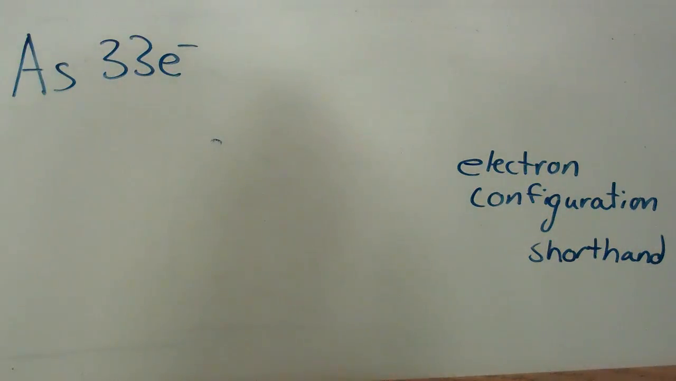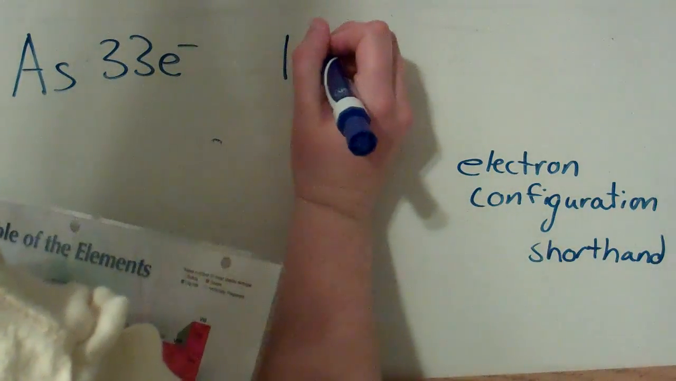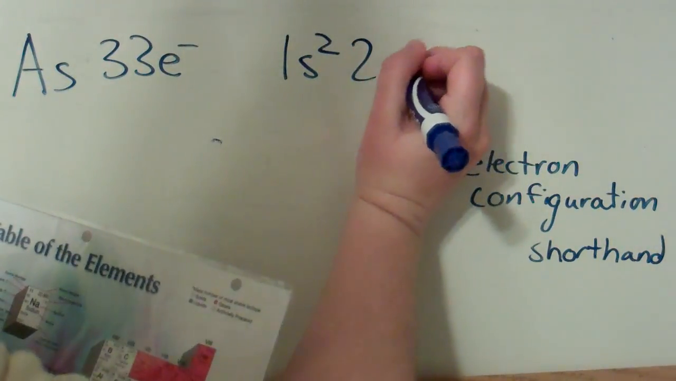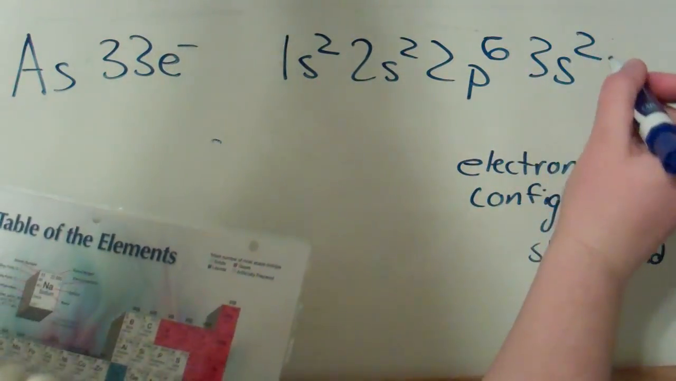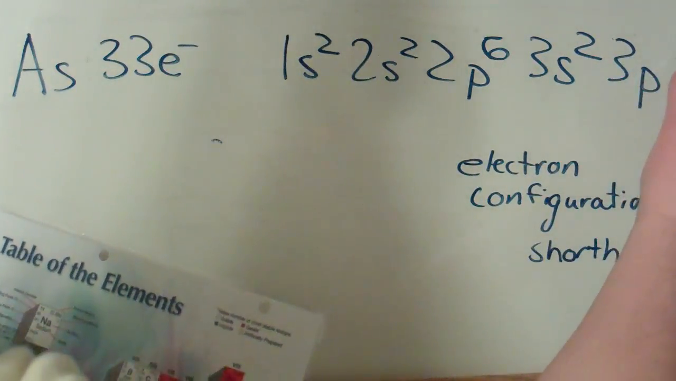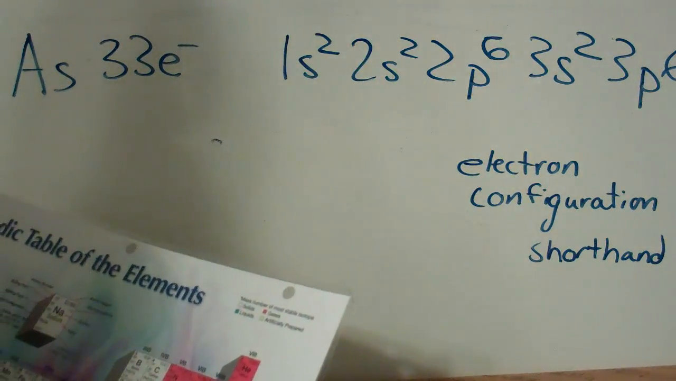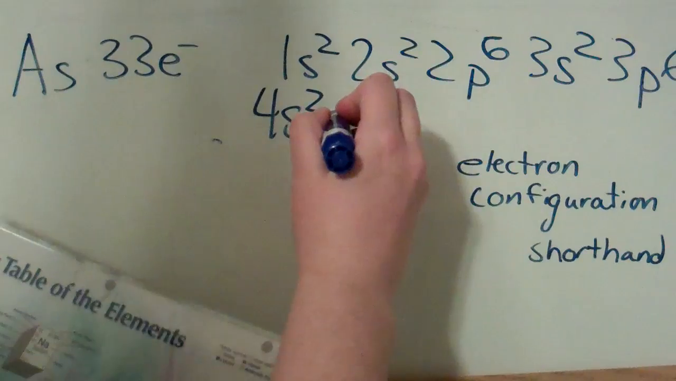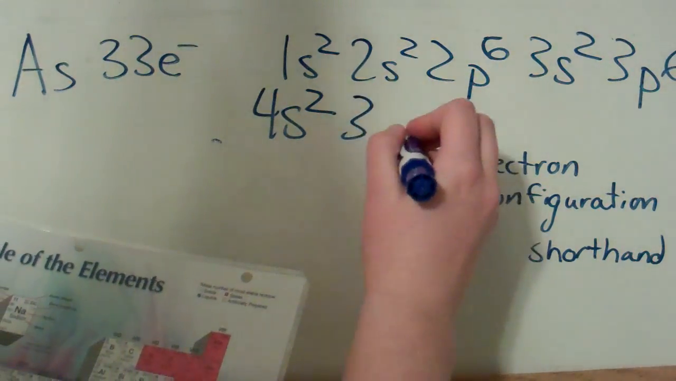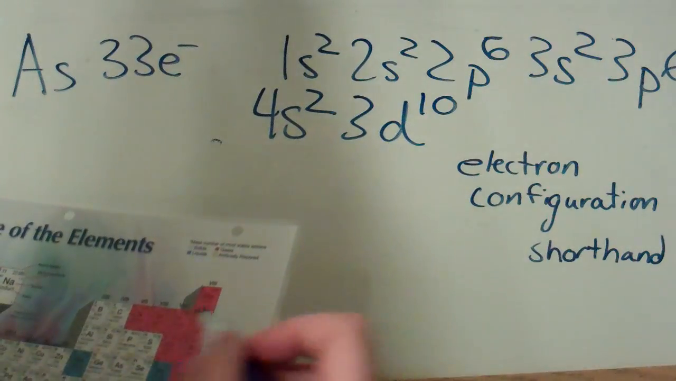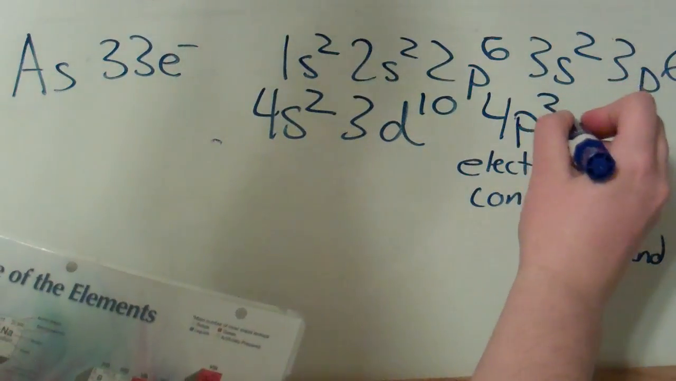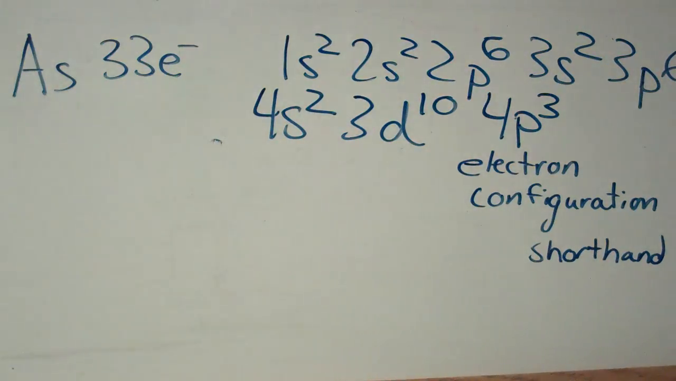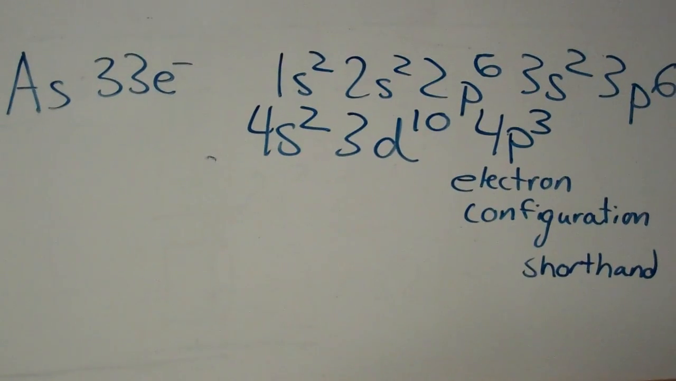If we were to write out the electron configuration for it, we have 1s2, 2s2, 2p6, 3s2, 3p6. After 3p6 goes 4s2, then 3d10, and then 4p, and there are only 3 electrons in it. So that would be our electron configuration for arsenic.